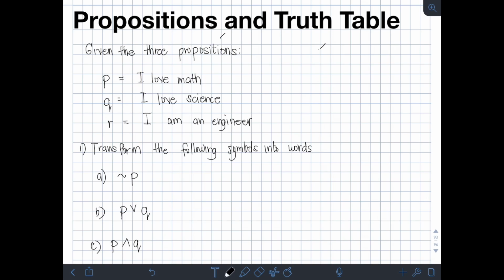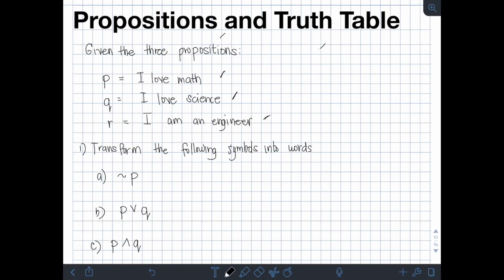So, ano ba yung mga possible na questions na pwedeng matanong kapag meron tayong logic about propositions and truth table? So, let's try to solve some examples. So, given daw the three propositions, so P is equal to I love math, Q is equal to I love science, and R is equal to I am an engineer. So, lahat ng to, base dun sa video ko, is proposition. Kasi it can be true or false, right? So, pwedeng I love math nga, pwedeng I love science, or pwede ring hindi, or pwedeng I am an engineer, or pwede ring hindi. So, kapag propositions, pwedeng true or false. Okay? So, meron tayong tanong.